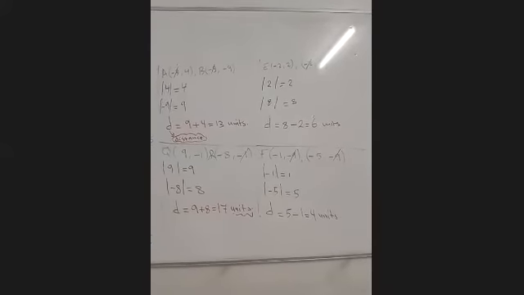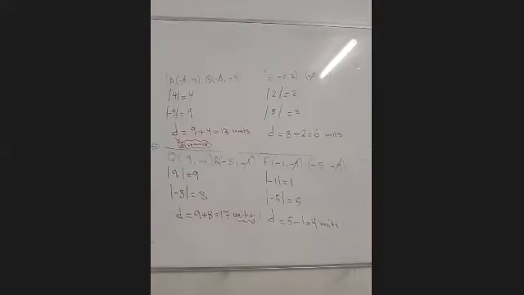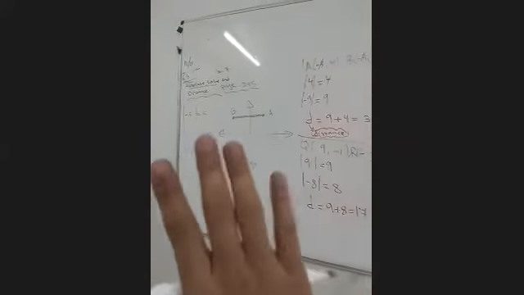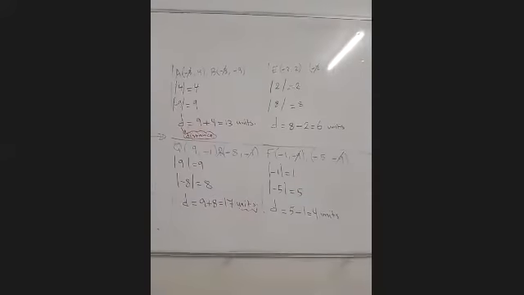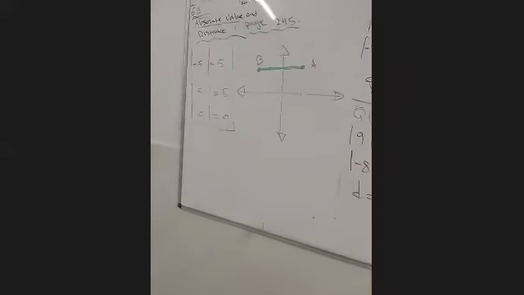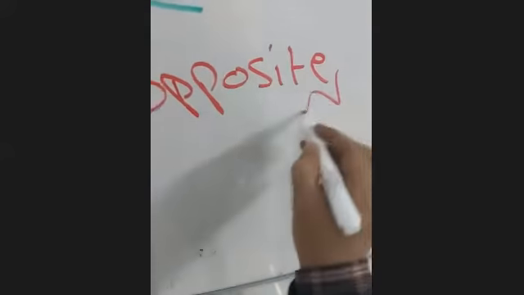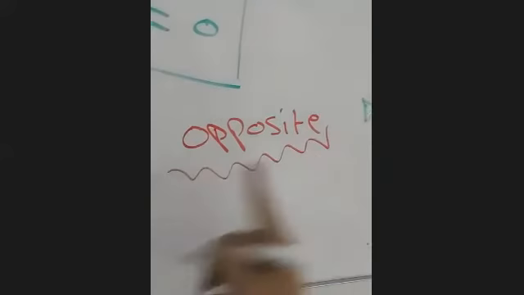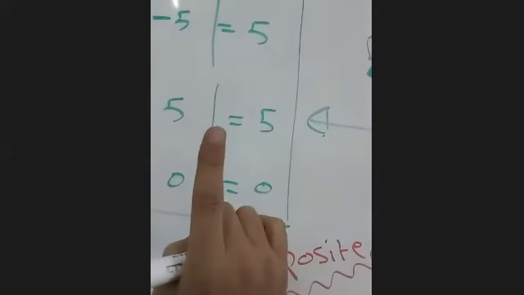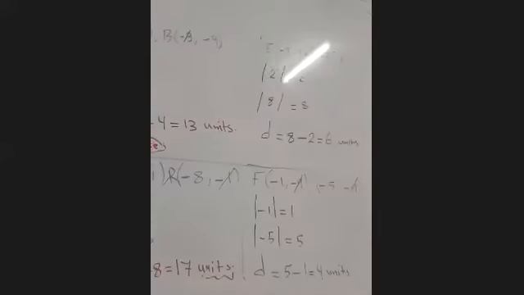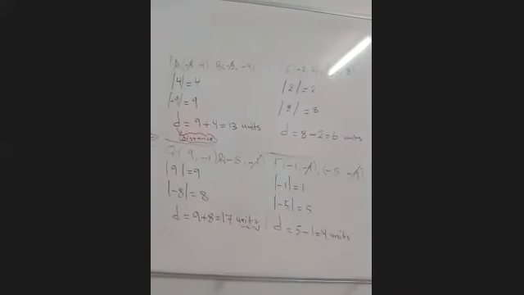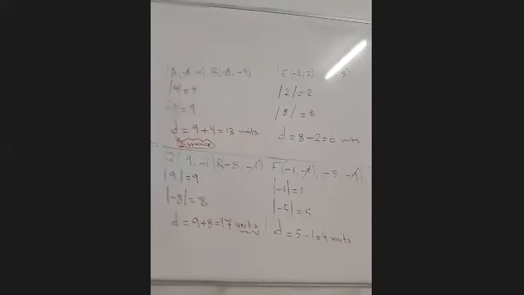Listen, the absolute value always gives positive values, except the zero. Otherwise, always positive. Okay. When we change positive to negative, or negative to positive, what do we call it? Opposite. Opposite, not absolute value, focus. Do you understand the idea, Abdulrahman? Yes. Good. Remove your hand.